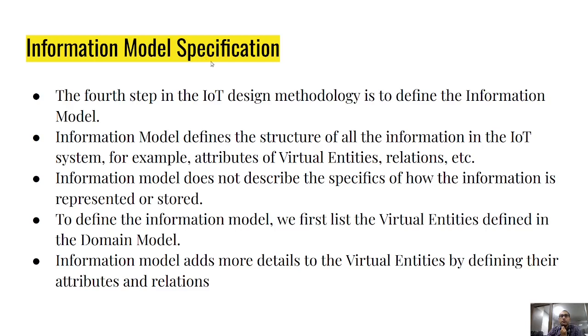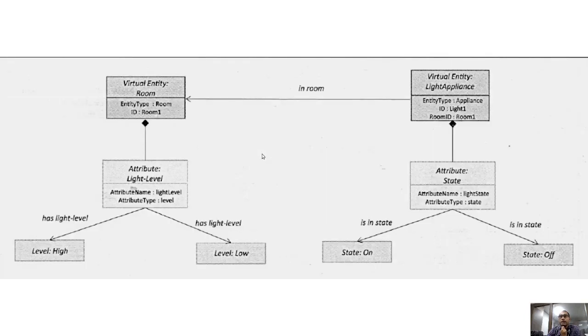Similarly, next is the information model specification. The fourth step in the IoT design methodology is to define the information model, and it defines the structure of all information in the IoT system. For example, attributes of virtual entities, relationships between them, all these things. Let us look into the information model specification here. You can see there are two virtual entities: one is the light appliance, the other is the room. In the virtual entity which is the light, the entity type is appliance, and the ID is light 1.